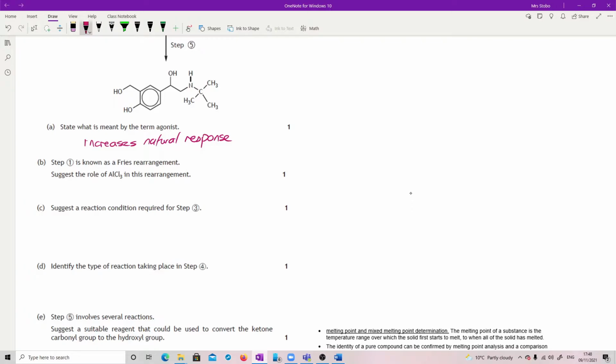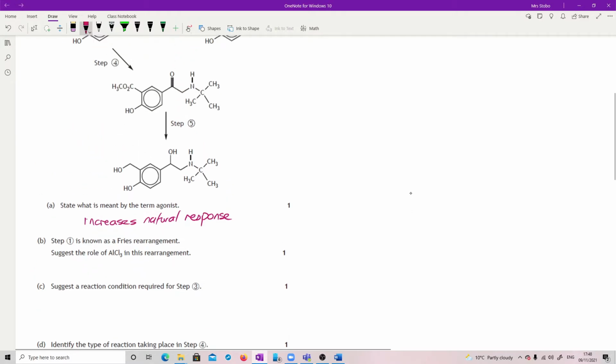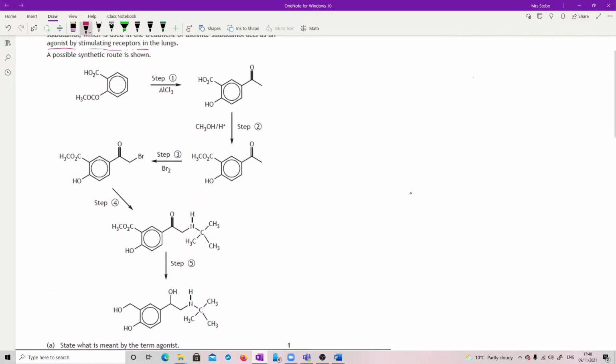Suggest the role of AlCl3 in this arrangement. So AlCl3 is up at step 1, up here. You should recognise this. This is a very common setup, AlCl3. This is used as a catalyst. Okay, so catalyst, plain and simple.